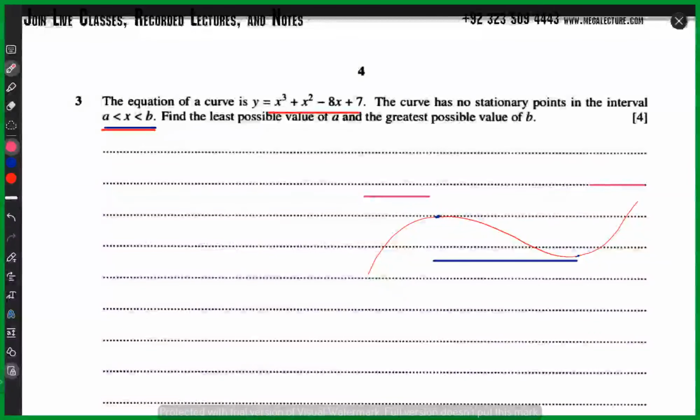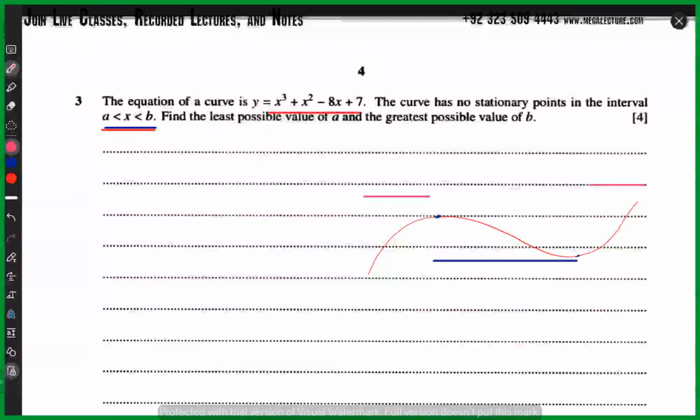Are you guys understanding the idea behind the question? Yes, miss. Okay, very good. Now, we are not sure about which interval exactly it is going to be. So we have been told that we need to find the least possible value of A and the greatest possible value of B. So let's do that.